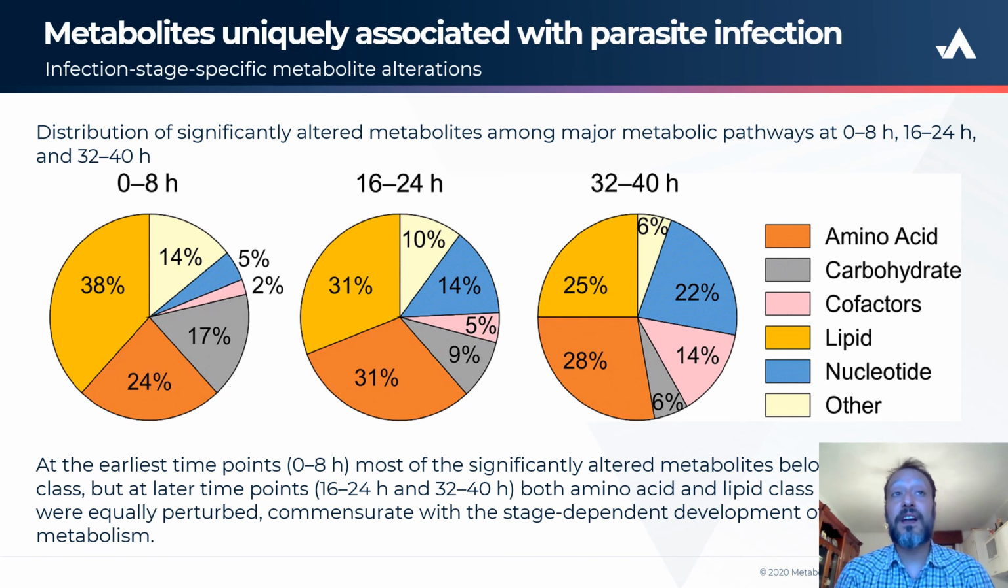And late in the IDC, so in the intraerythrocytic developmental cycle, so 32 to 40 hours, the fraction of lipid metabolites remained similar to that at 16 to 24 hours, although it now consisted of more phospholipids. Now, the ANOVA analysis overall suggests a dynamic progression of metabolic activity in the infected red blood cells commensurate with highly regulated processes of parasite development and the shifting demands placed on parasite metabolism.